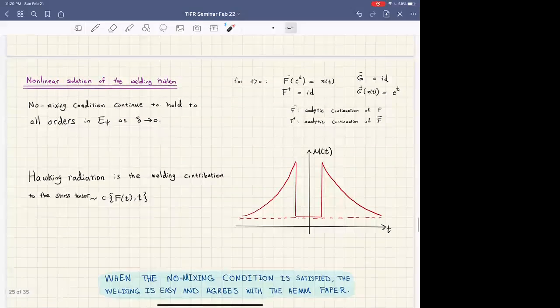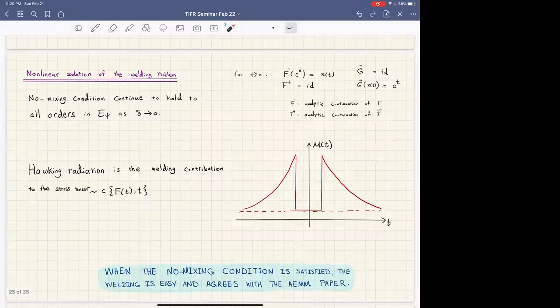Yeah, maybe let me ask this. Could you expand on this statement that Hawking radiation is the leading contribution to this stress tensor? Can you just expand on that a little bit?